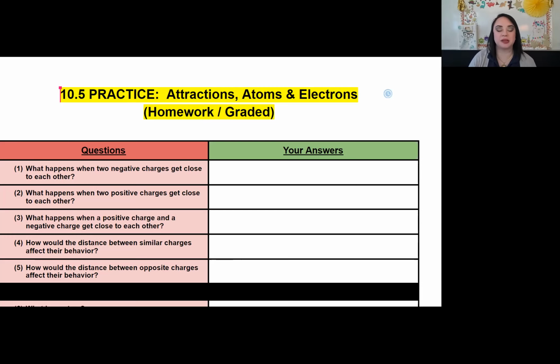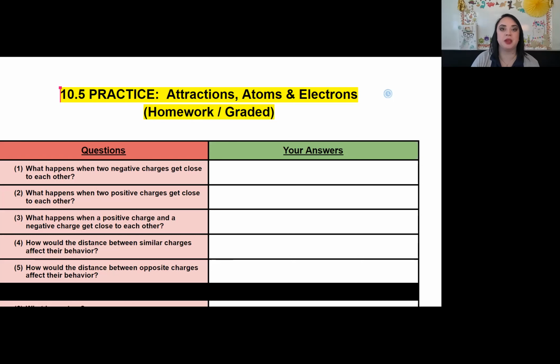So what happens when two negative charges get close to each other? What happens when two positive charges get close? What about their distances? How does that affect them? So these first 5 questions are just on attractions between different charges.